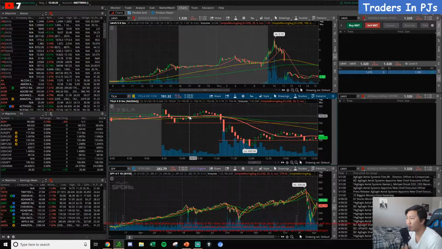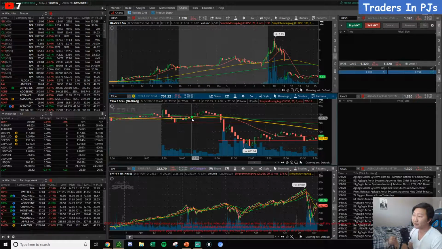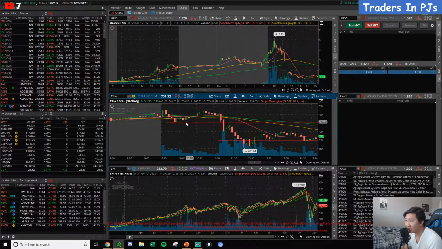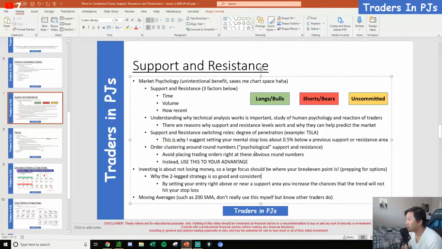So on this next pullback, if there is a pullback or a downward trend, a lot of the psychological factors that I discussed are going to protect your entry point, and then hopefully, ideally, at least allow you to break even. And if it breaks past your break-even point, which is why your stop loss is about 0.5% below the support area right here, then you know you should get out. And that's why it's so consistent.